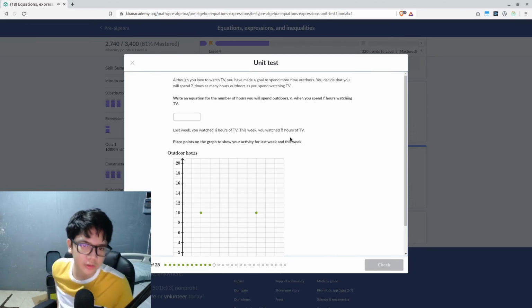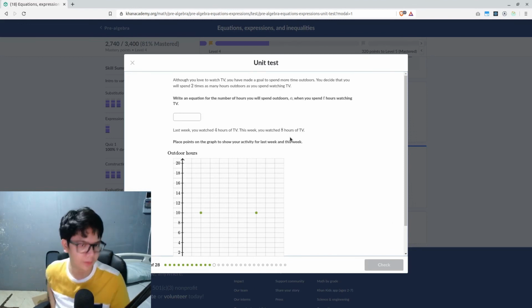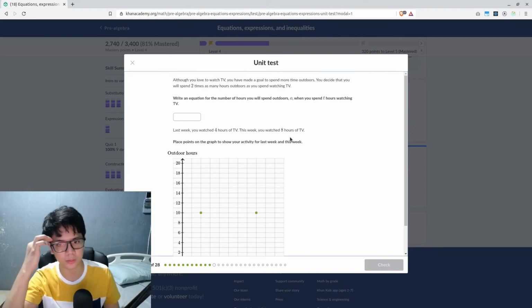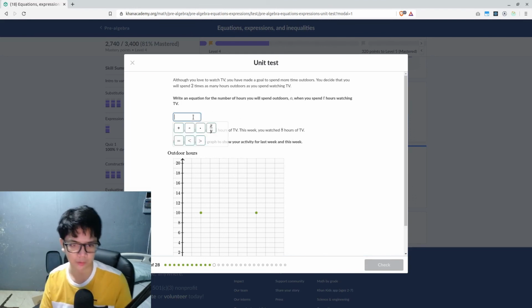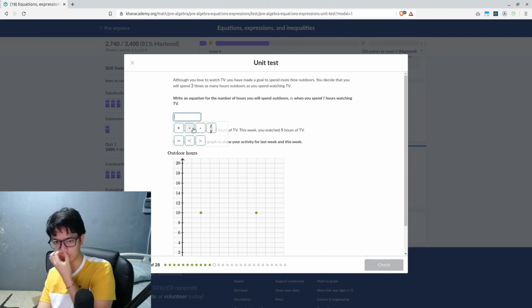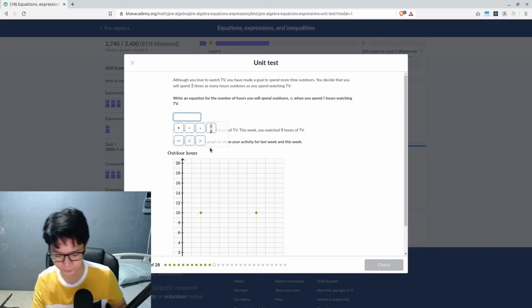Although you love to watch TV, you have made a goal to spend more time outdoors. You decided you will spend 2 times as many hours outdoors as when watching TV. Write an equation for the number of hours you'll spend outdoors.